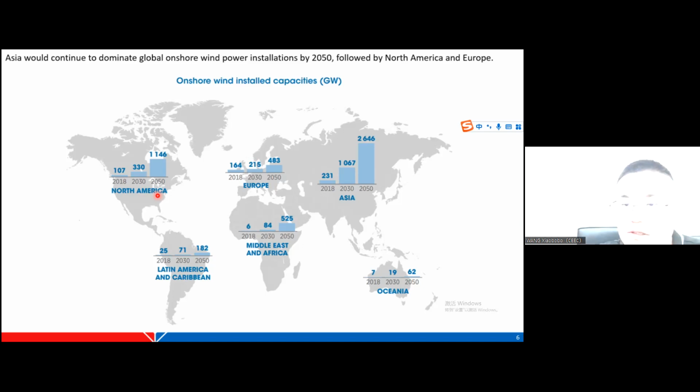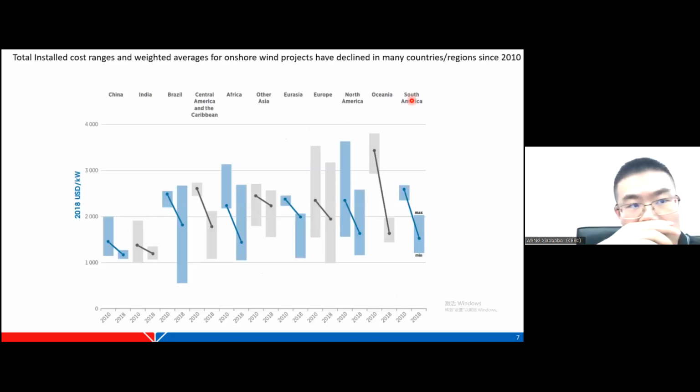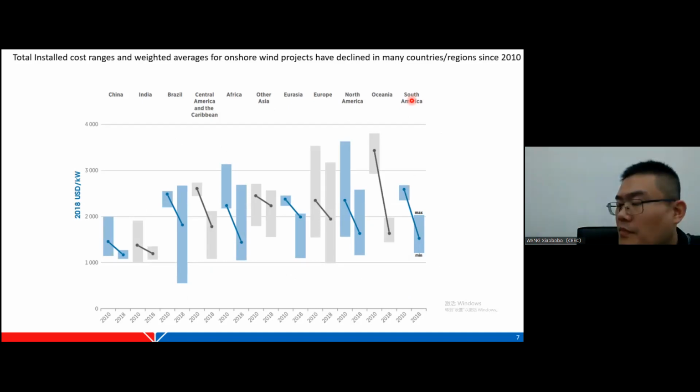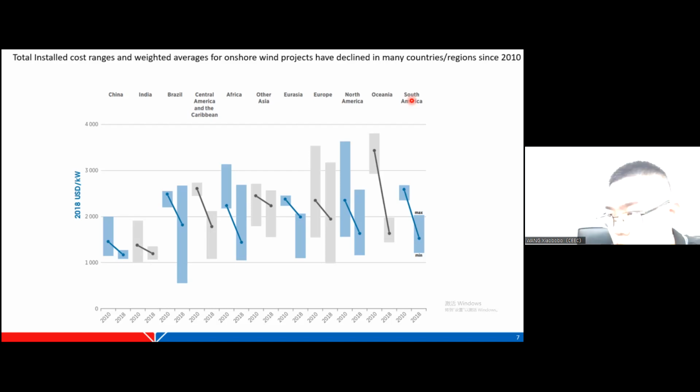Okay, another slide. The total installed cost range and the weighted average for onshore projects has declined in many countries and regions. Compared with solar, the cost decline rate of wind is quite a bit slower than solar. But currently, they are quite in the same range.